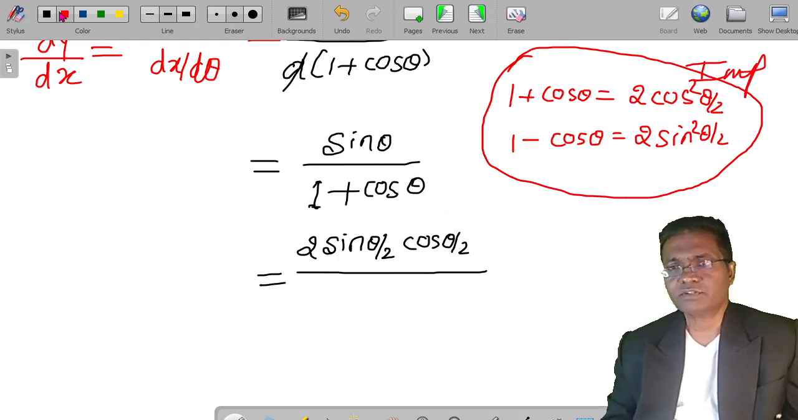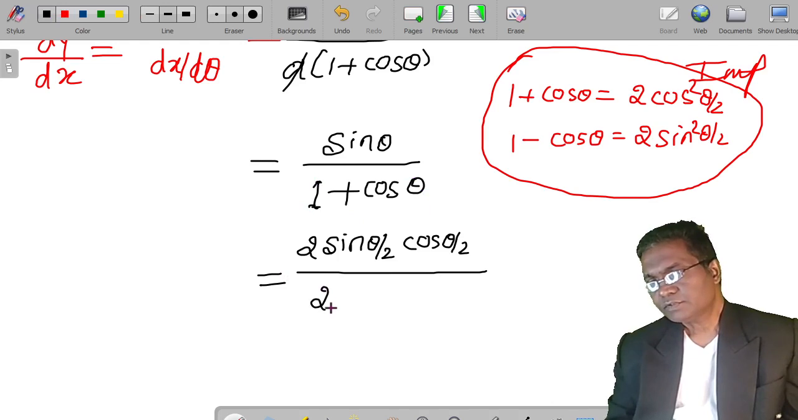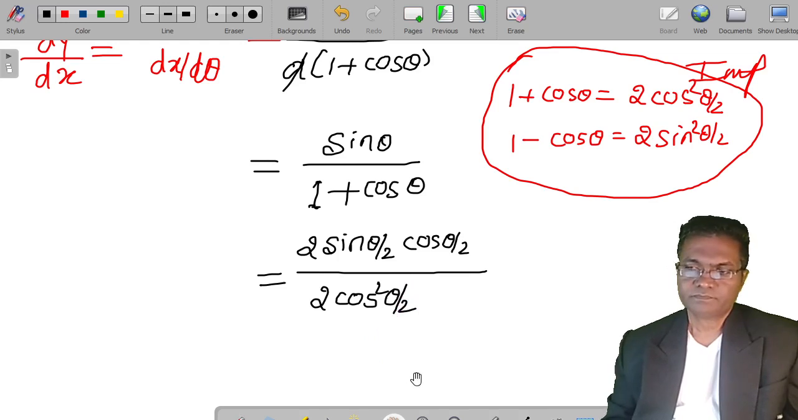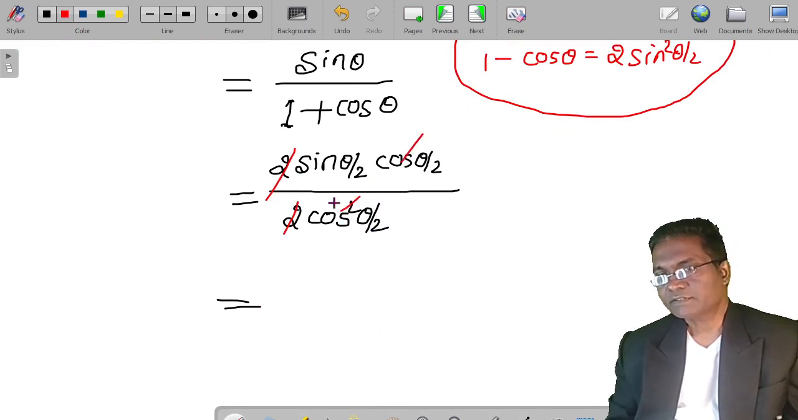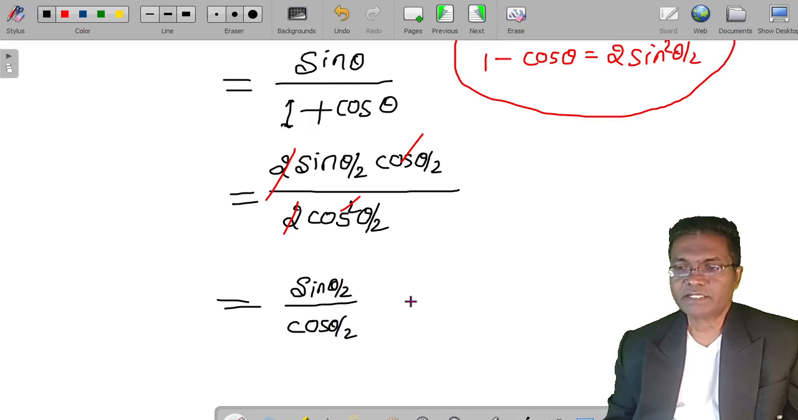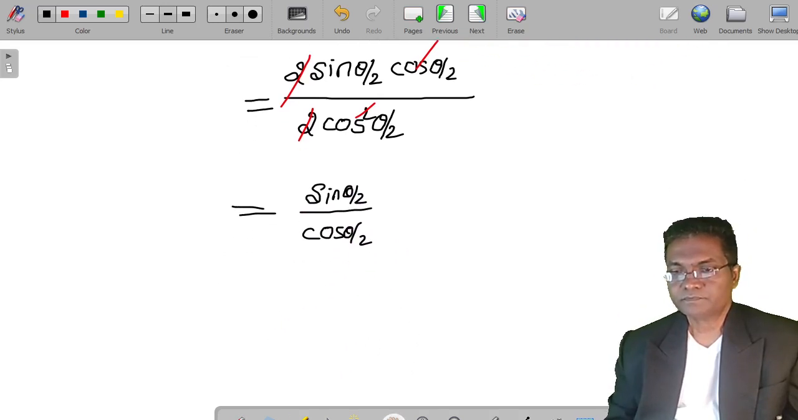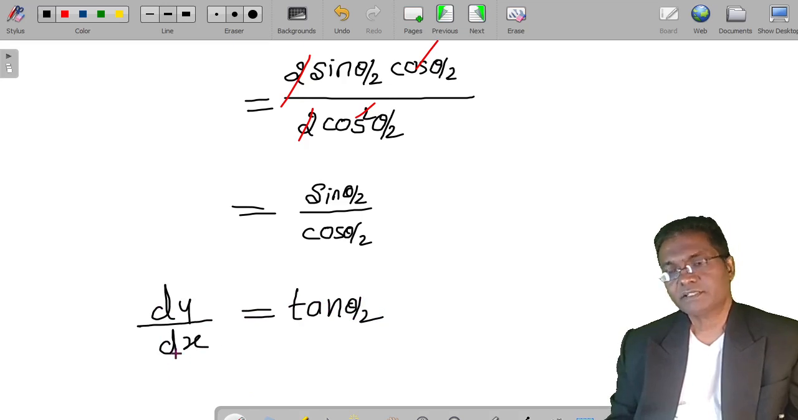Okay, so here 1 plus cos can be written as 2 cos square theta by 2. So 2 cancels and 1 cos term also cancels. So you are left with sin theta by 2 by cos theta by 2, and that you may write as tan theta by 2. So this is your dy by dx.